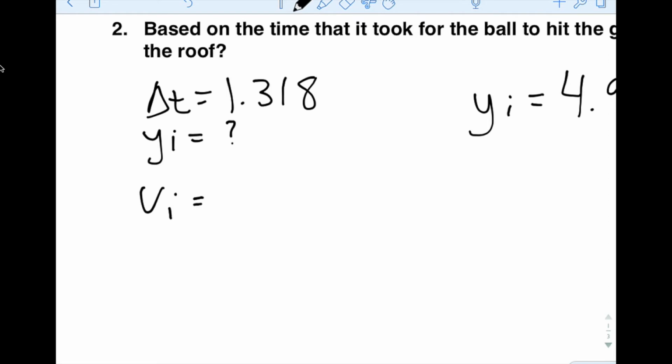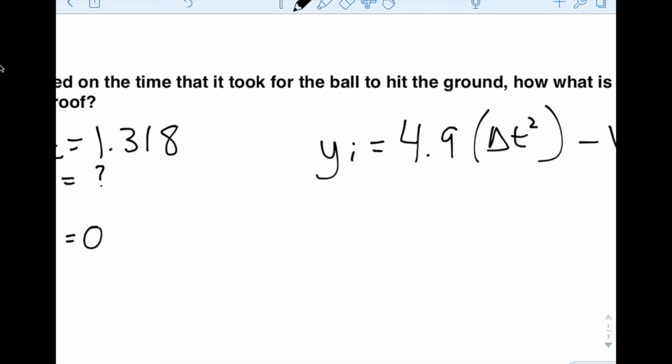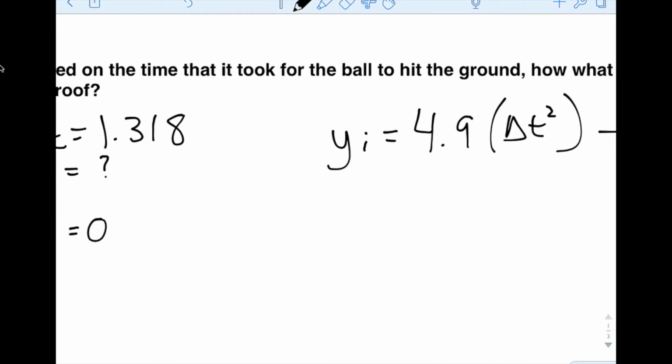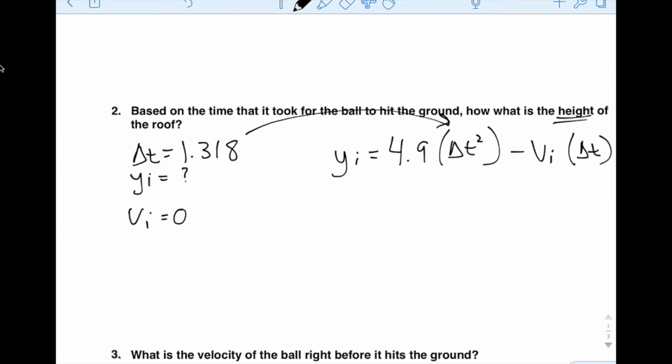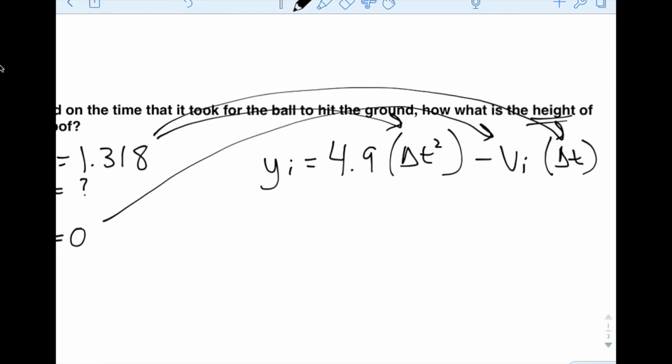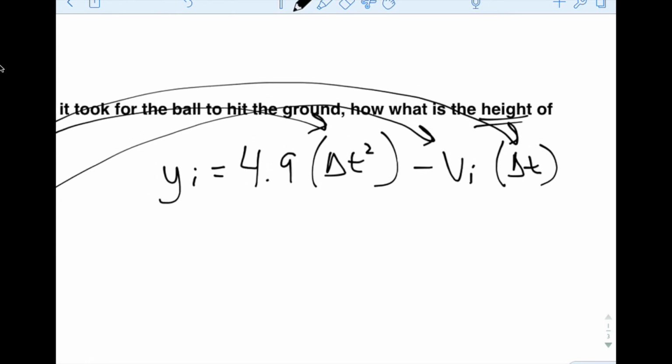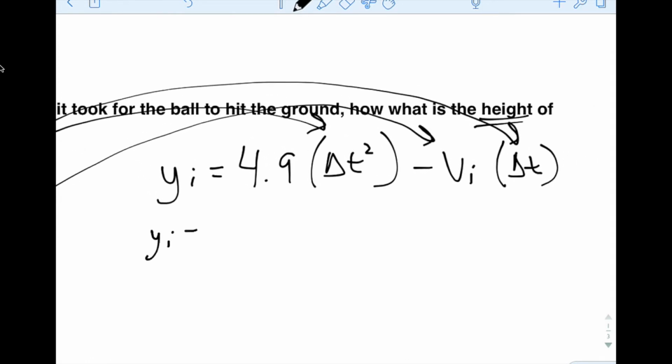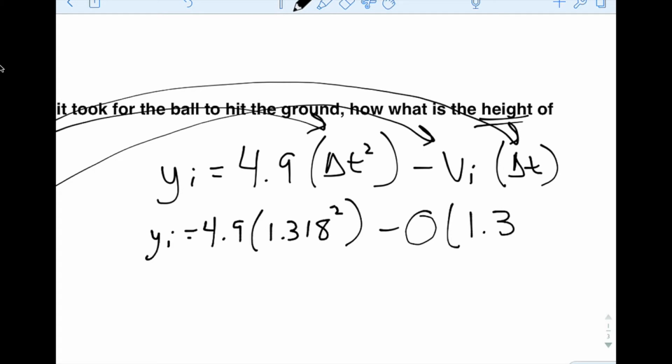And we know that at the very beginning of the video, the ball's velocity was 0. So now I'm just going to plug in. So I'm going to put 1.318 in delta t, and also in that delta t, and then 0 is going to go in there for vi. So yi equals 4.9 times 1.318 squared minus 0 times 1.318.